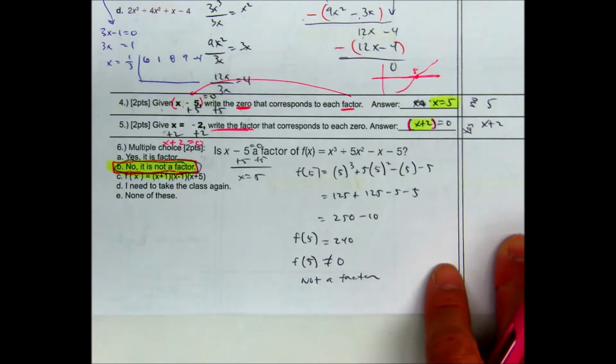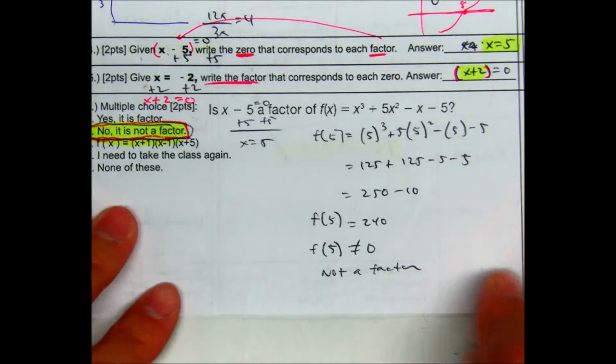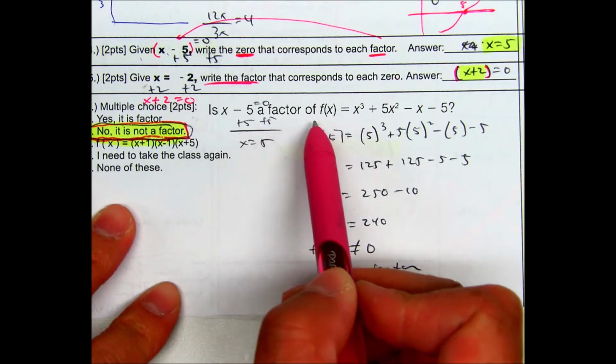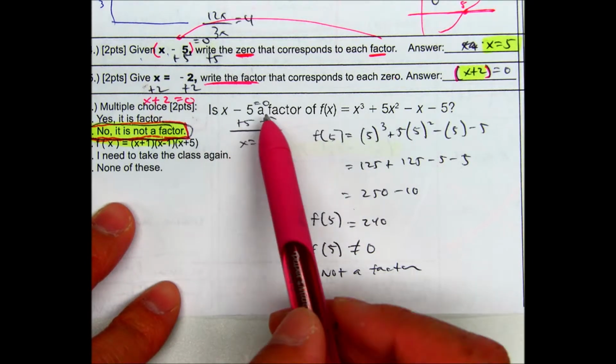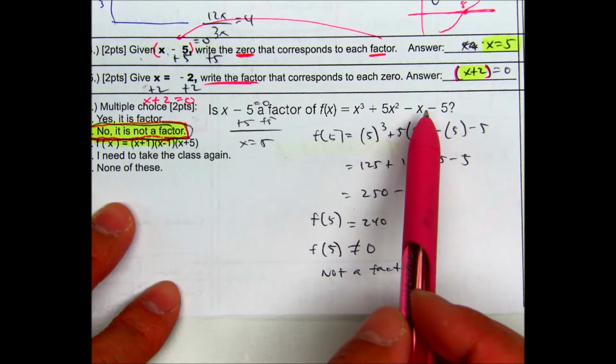Question number 6. Is x minus 5 a factor of f of x equals all that? So one way of doing the problem is you could have done synthetic division, right? You could do long division, make sure the remainder is 0, synthetic division, remainder is 0.